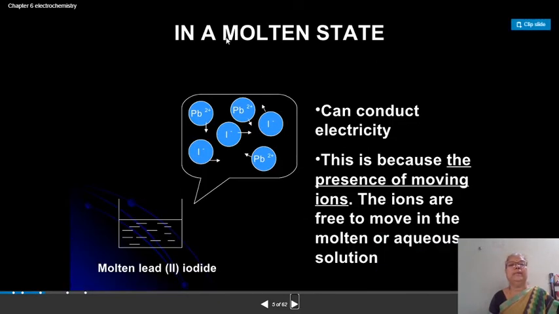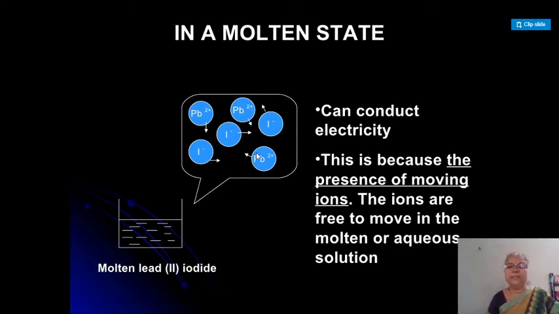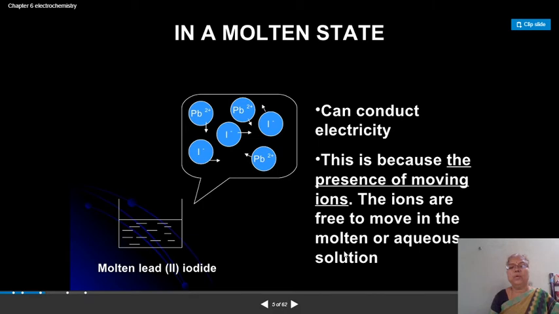Then, in a molten state, that means when we prepare a liquid from the solid, these are the ions in a liquid state. Here Pb2+ ions, here iodide ions, and they conduct electricity. That means in a molten state or in an aqueous state, the electrolytes conduct electricity, and this is because of the presence of moving ions. The ions are free to move in the molten or aqueous solution.